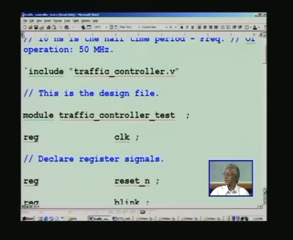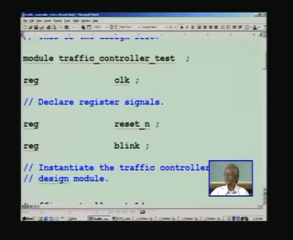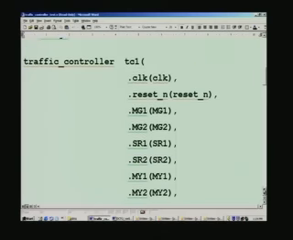And herein we declare all the inputs as reg, namely clock, reset underscore n, then blink. This is to blink the yellow lights beyond the traffic hours, and we need to instantiate the traffic controller design module. That is being done here, and the instantiation is this TC1, similar to U1, U2 in the chips that you really design on a board.